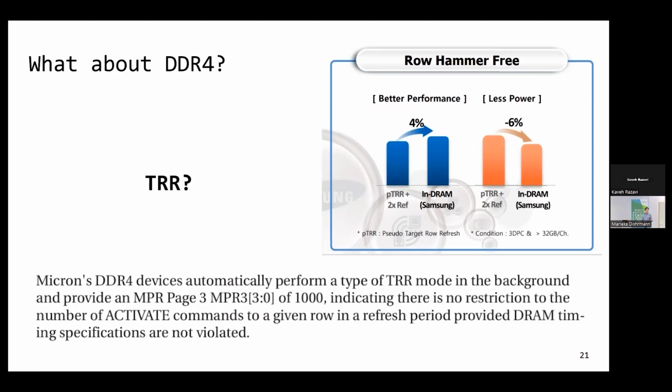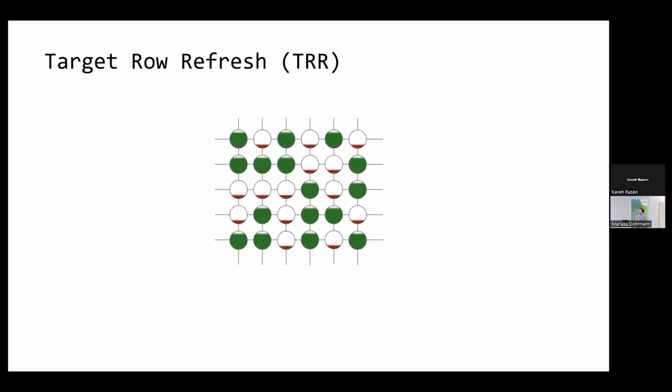So what is this TRR? This is the question we were asking ourselves in 2017 or so. It felt like they're now doing some sort of mitigation inside the DRAM device, and this is stopping these bit flips. So this TRR stands for target row refresh.